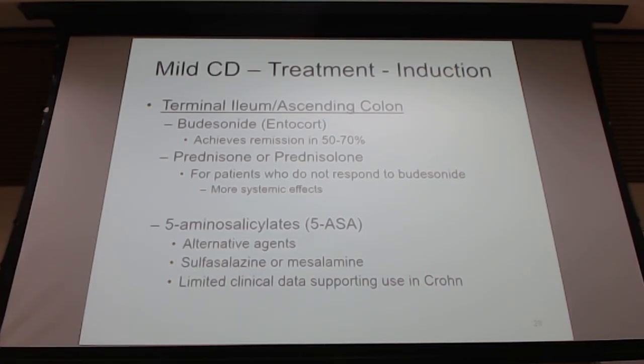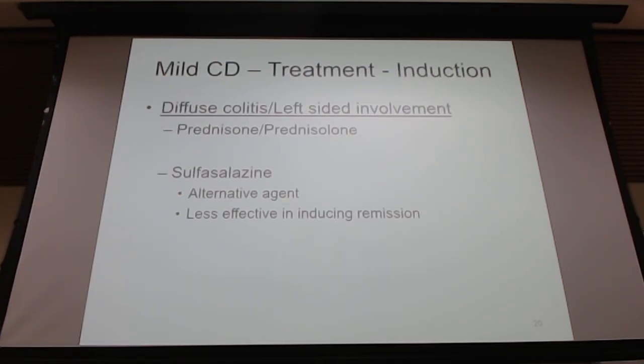And then you have your aminosalicylates as well. Those are alternative agents. There's the two names for you, sulfasalazine and mesalamine. So limited clinical data. This is more of an ulcerative colitis type of thing. But just be aware that it's out there. We need to have an idea of that. Now let's say it's diffuse colitis right there, then we need to reach for prednisolone or sulfasalazine as an alternate agent. Unfortunately, it's less effective in remission.